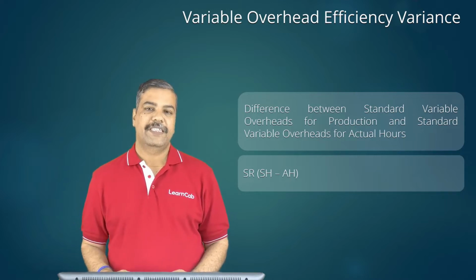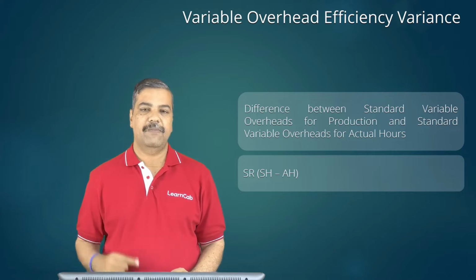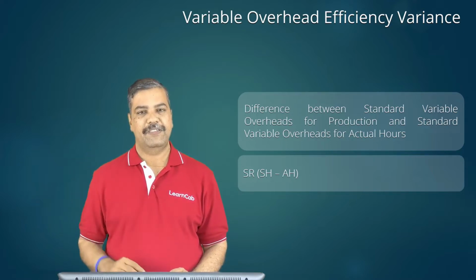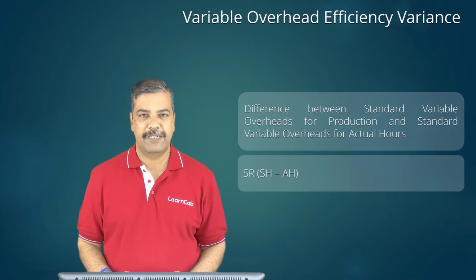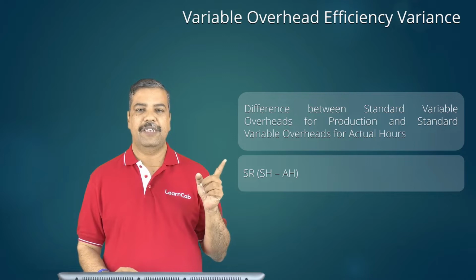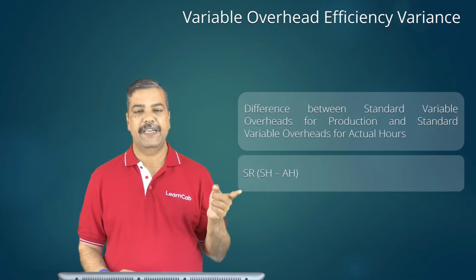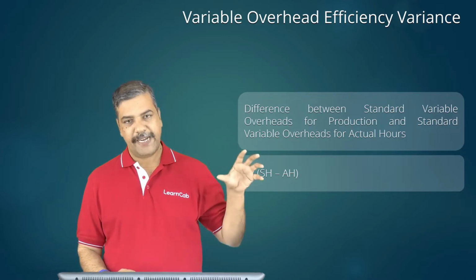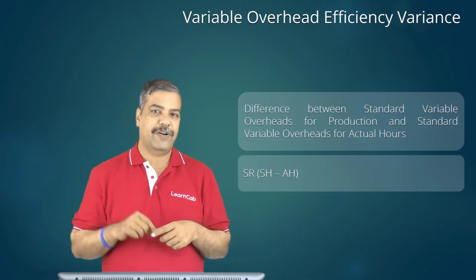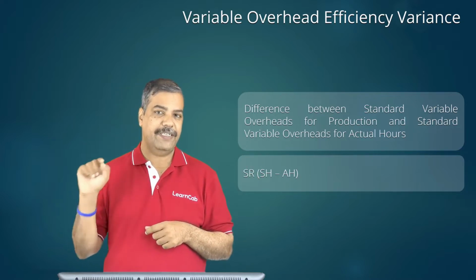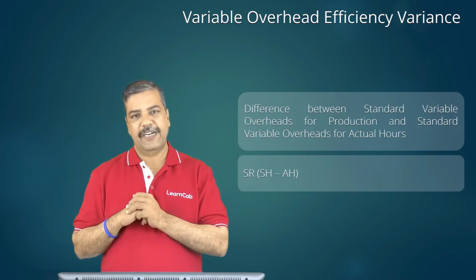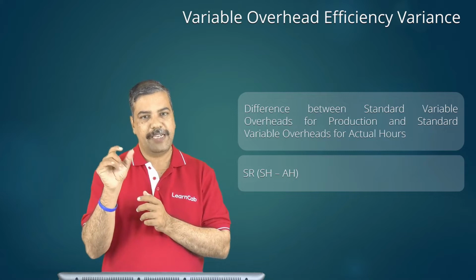So it is standard rate, open the bracket, standard hours minus actual hours. This is the formula, so please remember this formula. When you talk about expenditure, we take actual hours outside the bracket, multiplied by the net of your rates, standard rate minus actual rate. Here we are doing the other way around, because we are measuring efficiency.